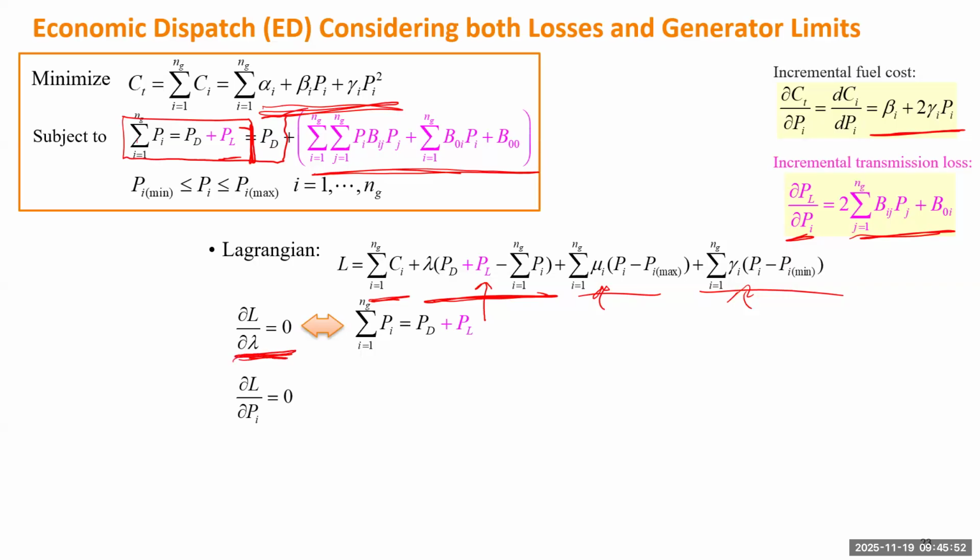For partial L by partial lambda equal to 0 basically just means this equation, the equality constraint. The second type of element, partial L by partial PI equal to 0, now becomes this one. If you compare to the original incremental cost, there's one item added here, which is about the transmission loss.